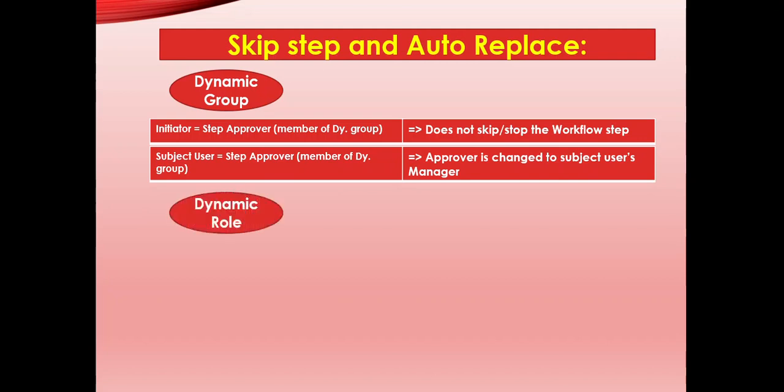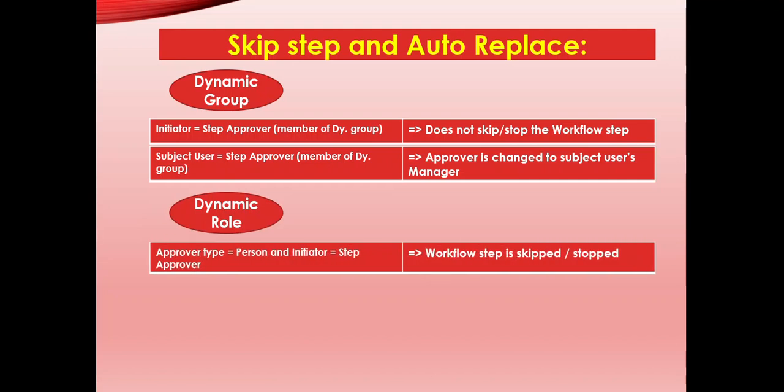Now talking about dynamic role. In dynamic role, let me just tell you, we can set three types of approvers. One is person. That means if you want to set one single person as the approver in the dynamic role, you can set that as well. The second is dynamic group, and the third is position. So the first point is when the approver type is person and the initiator and step approver are the same, meaning the person who is initiating the workflow is also the same person who is assigned as approver in that workflow's definition in the dynamic role.